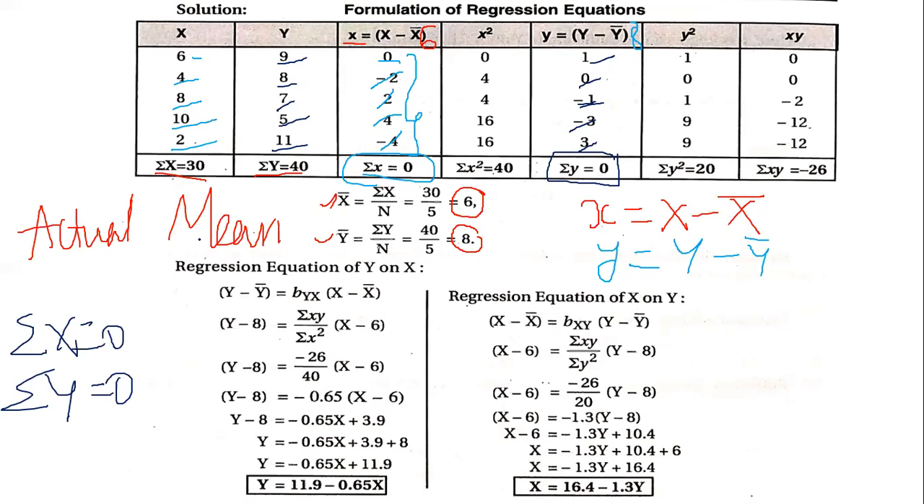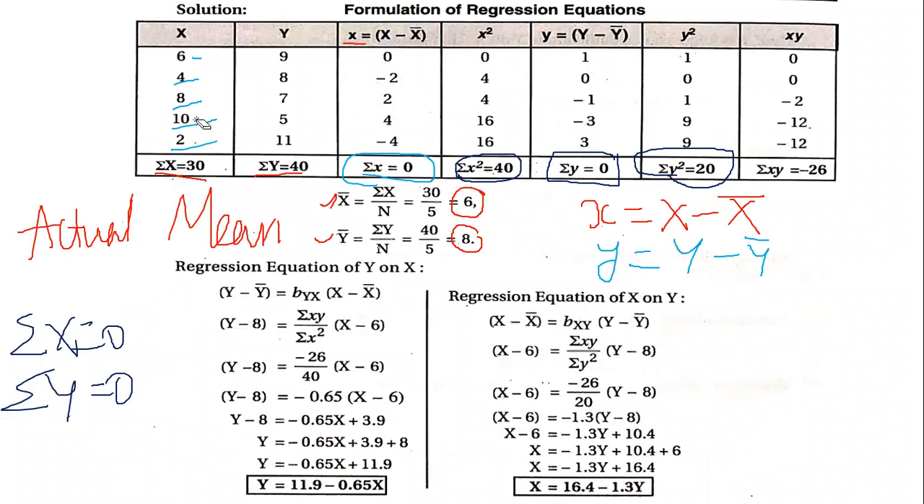Okay. Now next, square the deviations, that is small x square. So if you square all of these numbers, you get x square. If you square all these numbers on y, you get y square. So that will be the values of x square and y square. If you total them, the value of sigma x square is 40 and the value of sigma y square is 20. Okay, so we got x square, y square all completed.